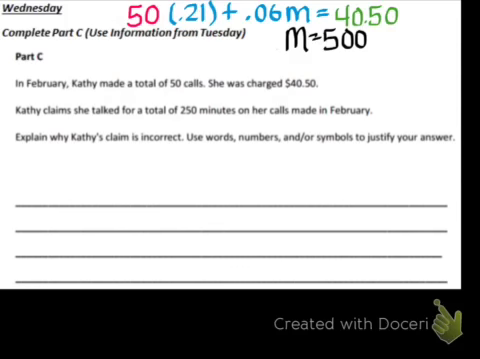So let's make a little bit of sense of this data that we've come up with. We've come up with M equaling 500. But what does this mean? Well, this beginning part up here, 50 times 21 cents, is going to be a fixed rate because they tell us that we know for sure she made 50 phone calls. So 50 times our 21 cents is automatically, no matter what, going to be $10.50.